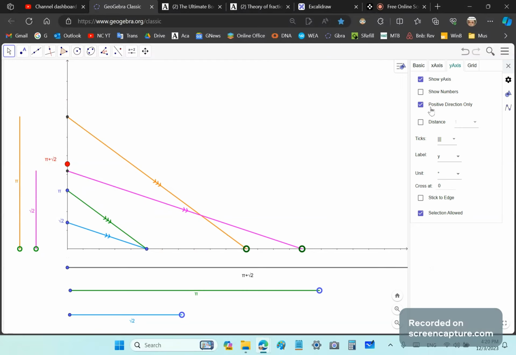X-axis, show numbers. Sorry, that's the y-axis. I don't want to do it on the y-axis. X-axis. Okay, so you see 1, 2, 3, etc. I don't want to show the numbers because they're not important.